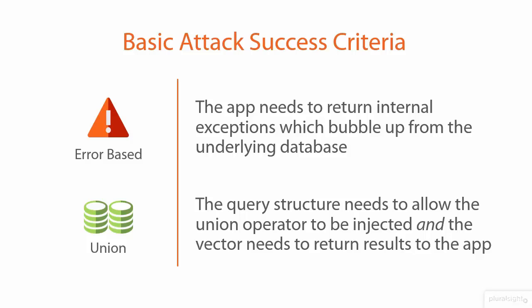Now again, both these attacks are considered basic in the spectrum of SQL injection attacks. But what happens when neither of these options are available? What happens when there is no internal error returned to the interface? And what happens when there is no result set that we can just append our own result set onto as an attacker using the union statement? What do we do then? Let's have a look at what the criteria are for making a blind injection attack successful.